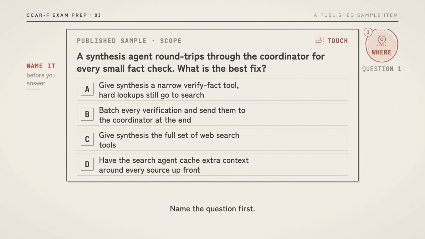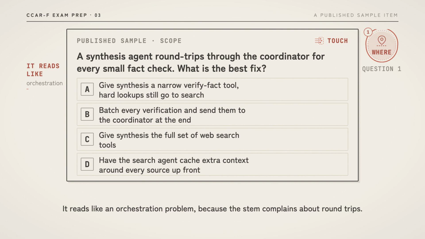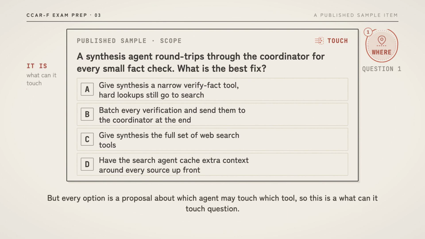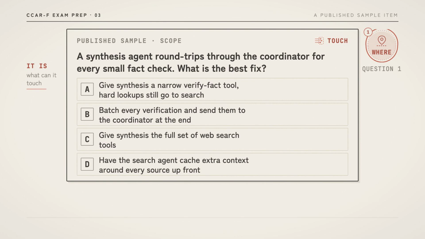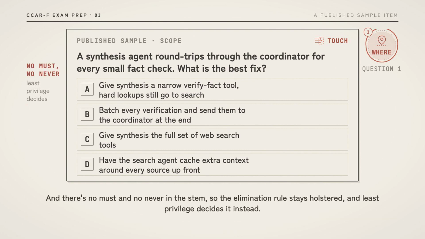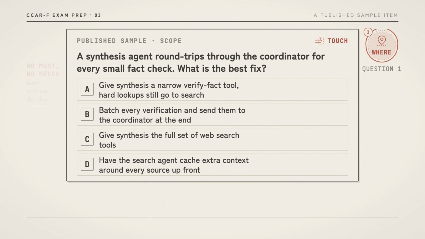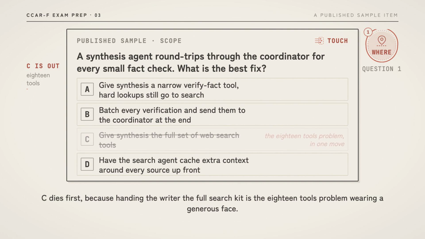Name the question first. It reads like an orchestration problem because the stem complains about round trips. But every option is a proposal about which agent may touch which tool. So this is a what-can-it-touch question. And there's no must and no never in the stem, so the elimination rule stays holstered and least privilege decides it instead. C dies first because handing the writer the full search kit is the 18 tools problem wearing a generous face.